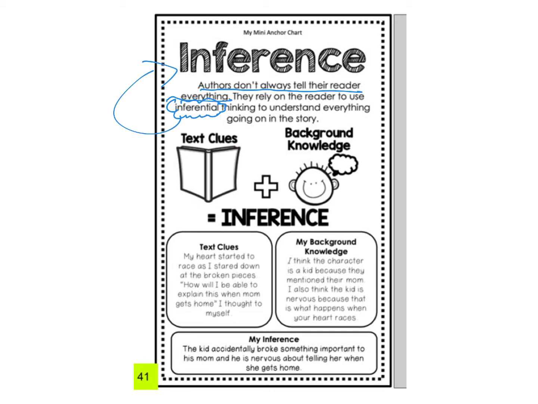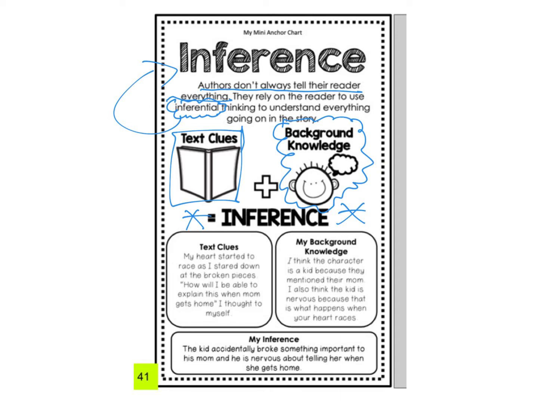First, they have text clues. I'm going to put a box around text clues. So notice, first we have to look at the text to make an inference. Secondly, we have to think about what we already know, and we're going to add that to our clue. I'm going to put a cloud around that. Now, when I add my text clues and what I already know, or my background knowledge, then I can create an inference. I'm going to put a star around the word inference.